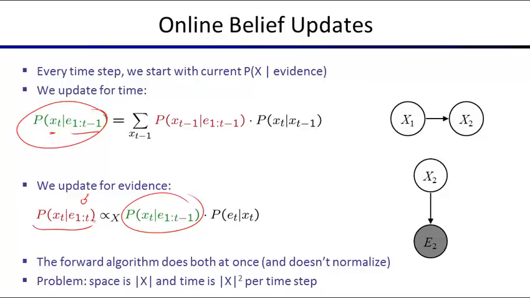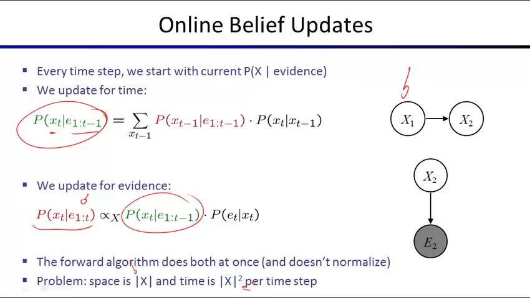You can imagine there being multiple ghosts. You can imagine there being many more things you're trying to track than just ghosts. And so what ends up happening is that if your domain size is pretty large, which it tends to be in these models because we put everything in the state in one super variable, X, you can have a very large domain. This can get very expensive. The space complexity is the size of the domain of X, and the time complexity is order |X| squared.